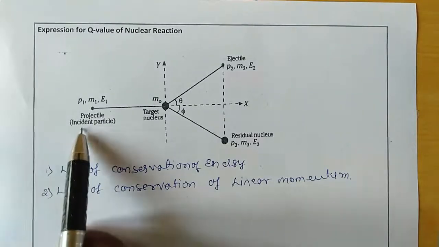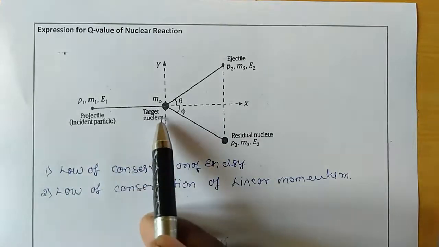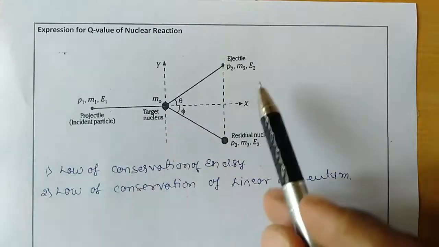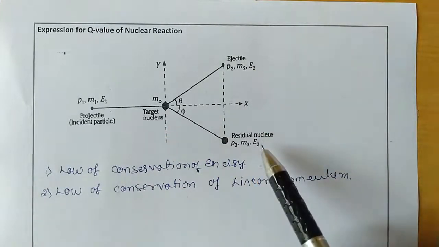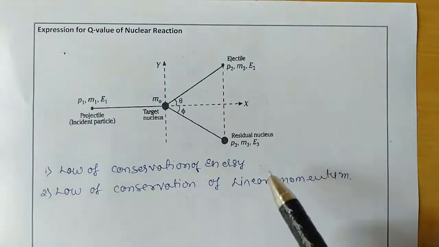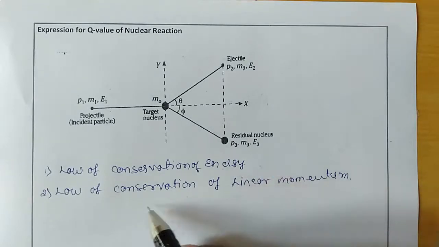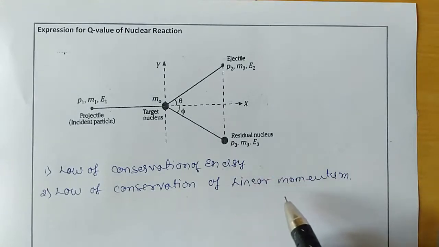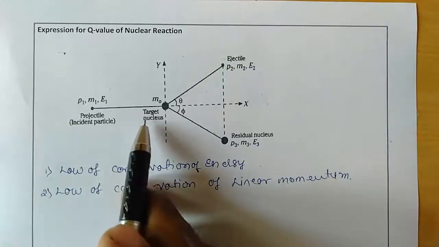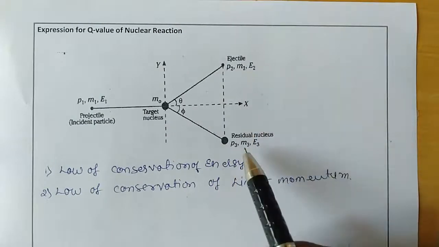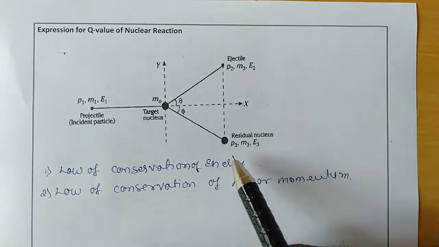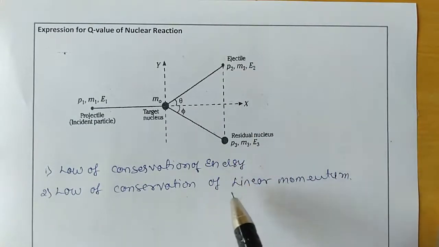The law of conservation of energy says that the total energy of the projectile, that is the incident particle, and the target nucleus must be equal to the total energy of the ejectile and the residual nucleus after the nuclear reaction. Similarly, the law of conservation of linear momentum says that the total momentum before the nuclear reaction and the total momentum after the reaction must be the same. This is what the two conservation laws state.